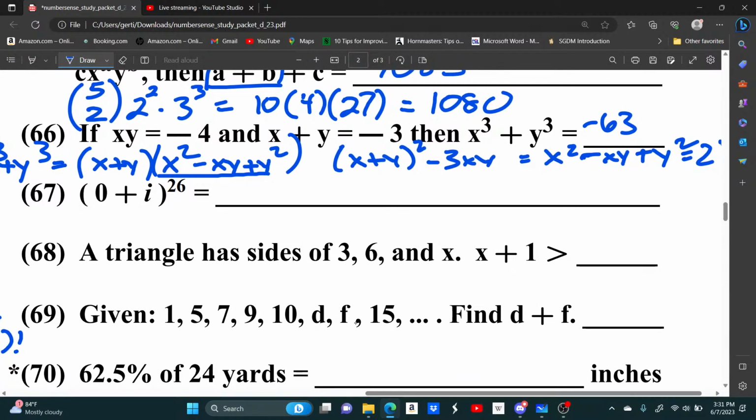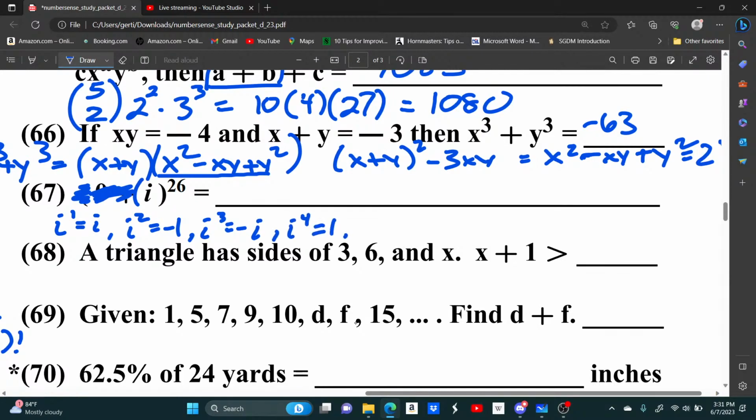Okay, 67, 0 plus i to the 26th. Okay, so obviously the 0 doesn't matter. So this is really just asking what's i to the 26th. If you didn't know, the powers of i actually oscillate. So i to the first is i, i squared is -1, i cubed is -i, and i to the fourth is 1.